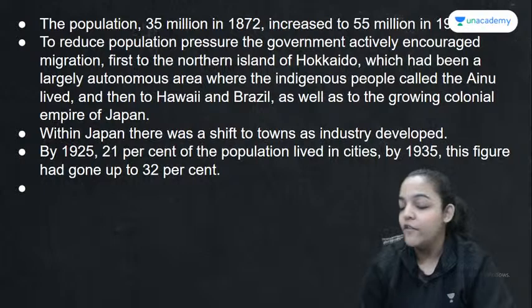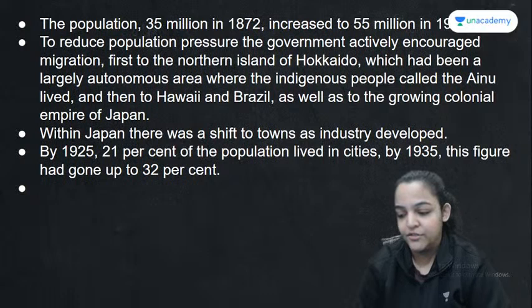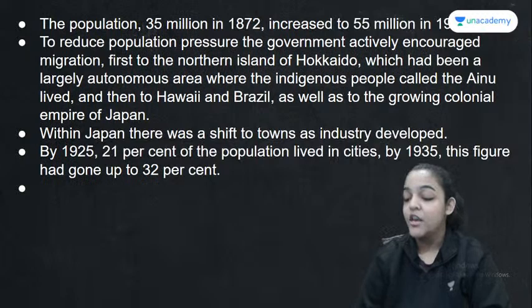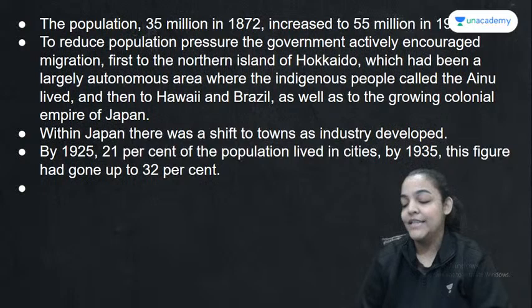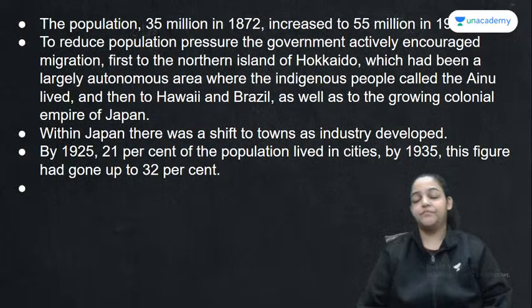So what did they do? To control the population pressure, the Japanese government said that people have to migrate. First of all, they said that you have to migrate to the northern island of Hokkaido, which was much, much less populated because there was a specific small community, the Ainu community, living there. Then they said that you have to migrate to Hawaii and Brazil. Hawaii and Brazil were actually the colonial estates of Japan. Japan's colonies were Hawaii and Brazil. So that is where people were asked to move.